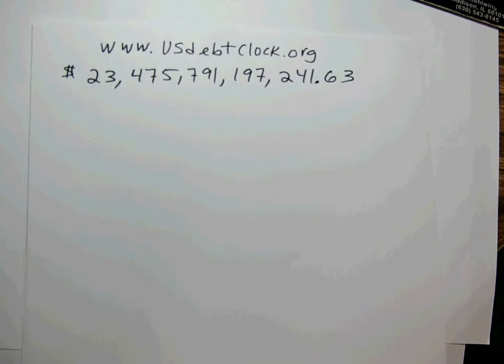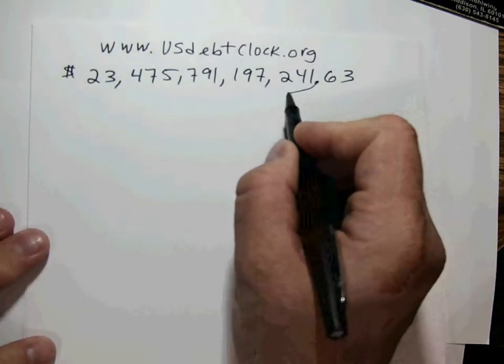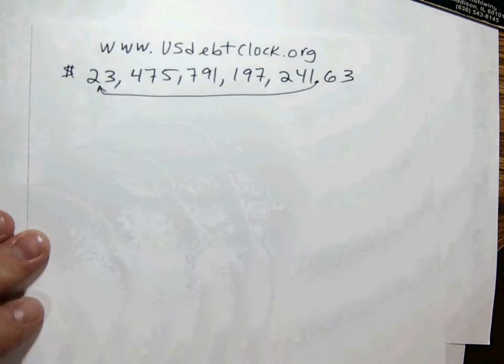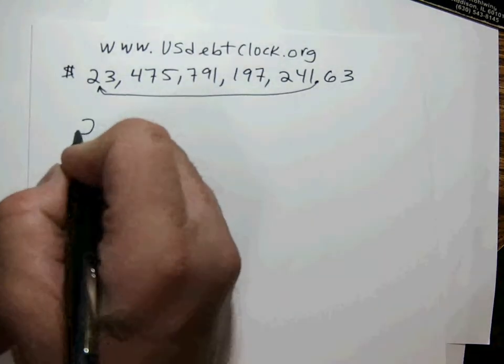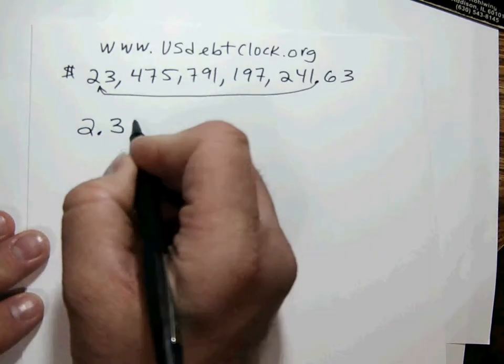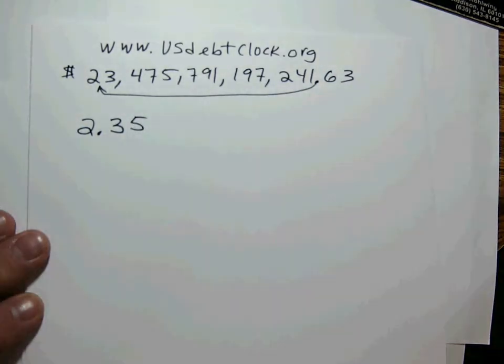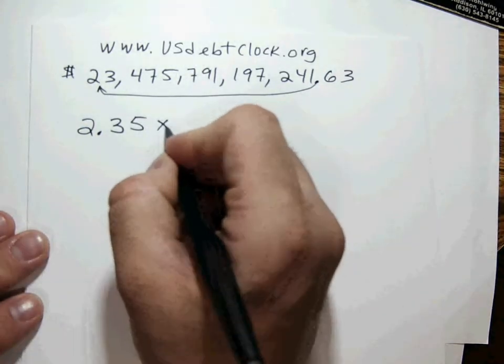It's $23,745,197,241.63. That's a clunky number. Let's put that into scientific notation, shall we? We're going to take this decimal and move it all the way back between the 2 and the 3, and we're going to round it off somewhere. 2.3, let's just go one more digit and call it 5. Times 10 to some exponent.